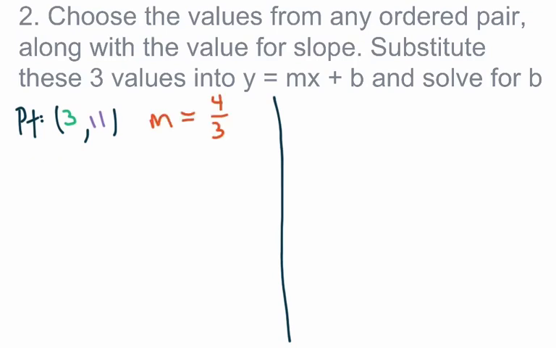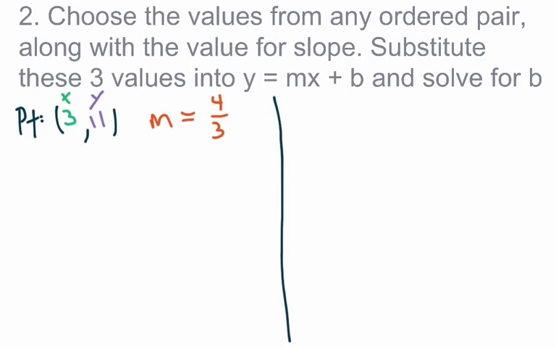With this information, we have all that we need in order to substitute our values into y equals mx plus b and solve for b to find the y-intercept. It's important to remember that for x, we're going to be using the value 3, and for y, we're going to be using the value 11.